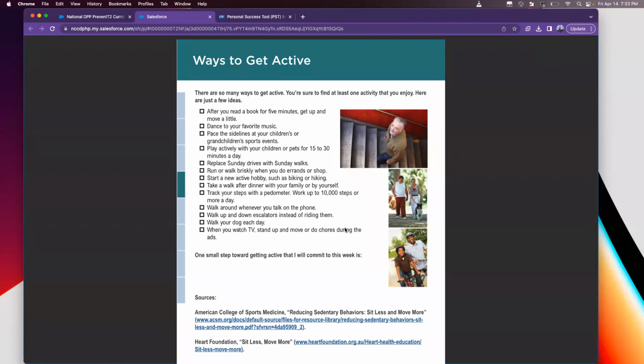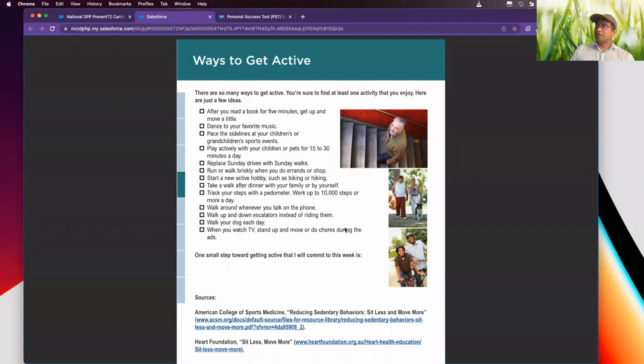Start a new activity or hobby such as biking or hiking. Take a walk after dinner with your family or by yourself. Track your steps with a pedometer. Work up to 10,000 steps or more a day. Walk around whenever you talk on the phone. Walk up and down escalators instead of riding them. Walk your dog each day. When you watch TV, stand up and move or do chores during the ads.